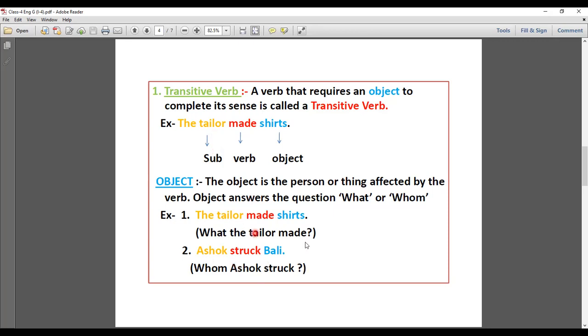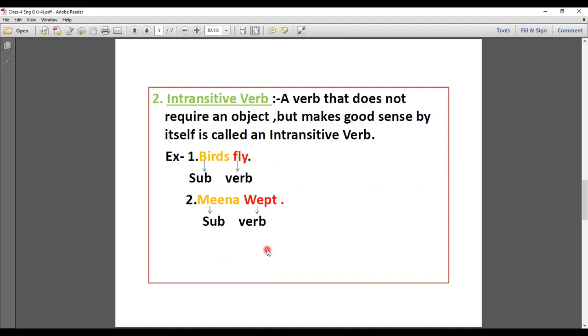Ashok ने किसको पीटा, किसको मारा? बाली को. Yes. Whom Ashok struck? किसने अशोक ने किसको पीटा? Okay. So now you get the answer as a object as a Bali in this sentence. Okay. So now, student, I hope you have understood the transitive verb. Okay, student?